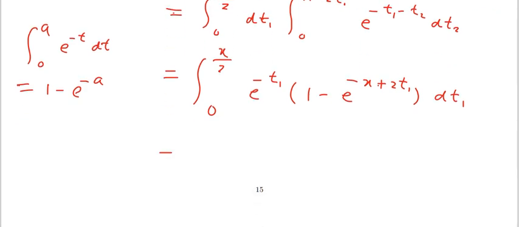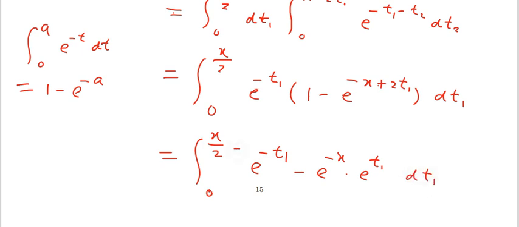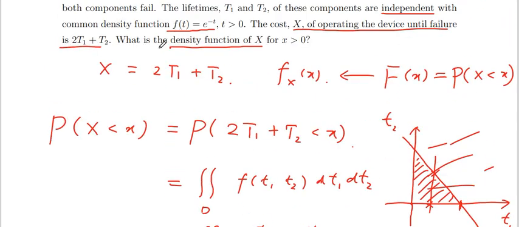So this one becomes easy. So e to the negative t1 minus e to the negative x times e to the t1, dt1. For this integration, it's easy, right? So we get this integrated out. This is a function of x, so this is a cumulative distribution function. If we take the derivative, we get the density function of this new variable x. Once we have the density function of x, we can do anything, right? We can find the mean or find the values, right?